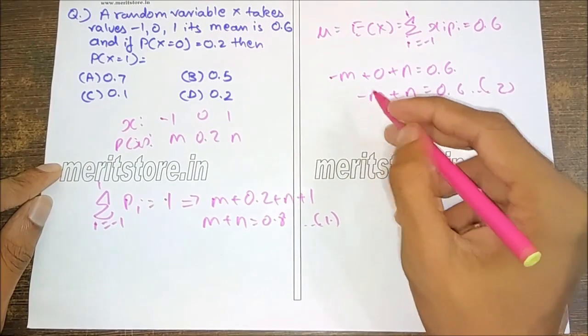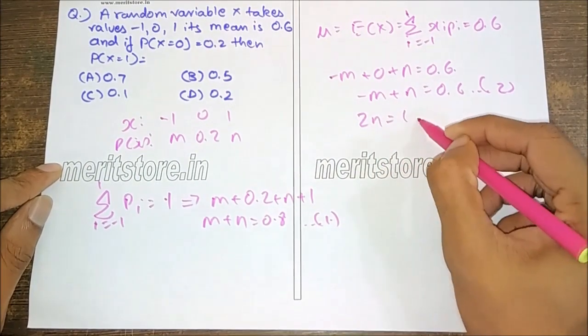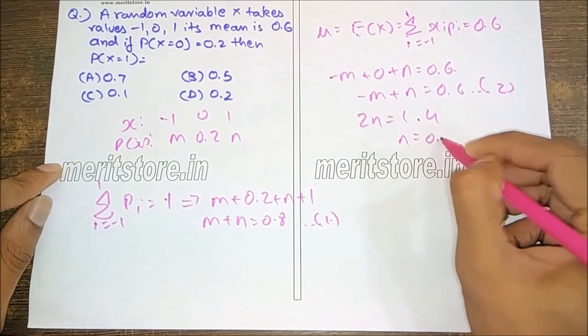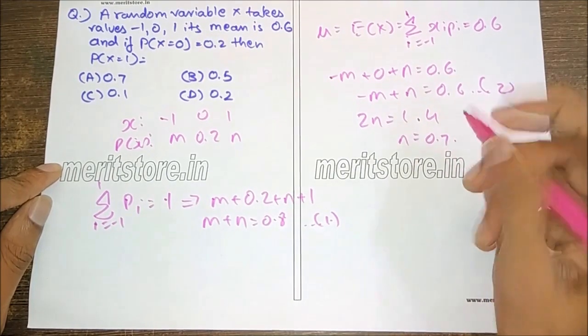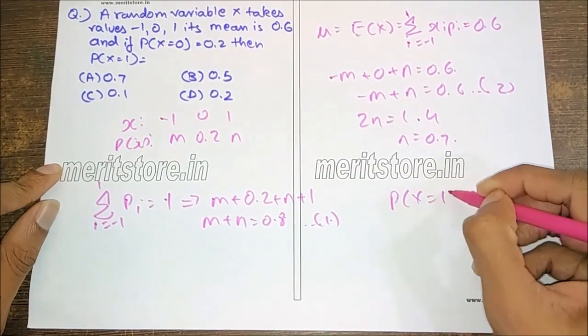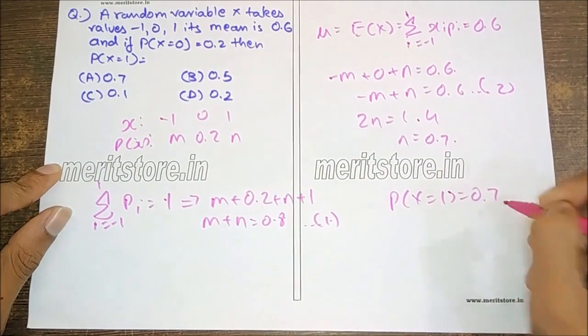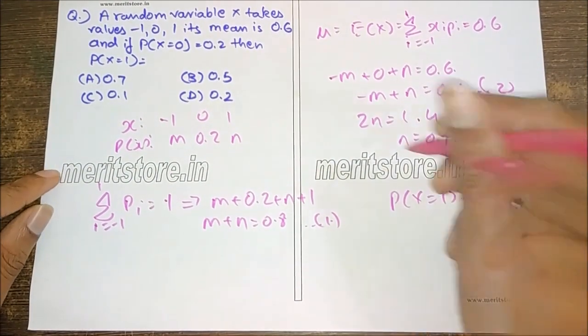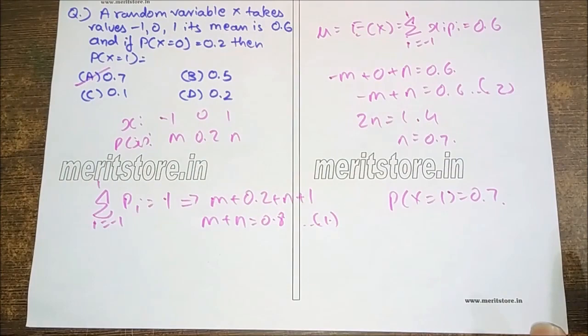Therefore by 1 and 2 we get 2n is equal to 1.4, n is equal to 0.7. Therefore P of x equal to 1 is 0.7, which matches our answer with option A. Therefore option A is the correct answer.